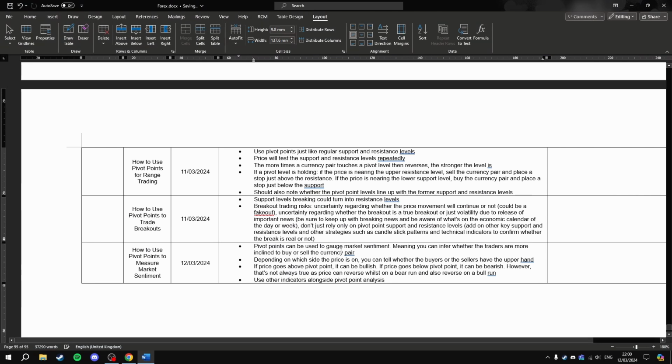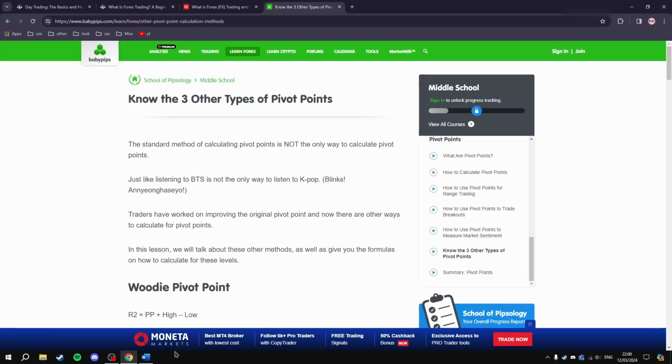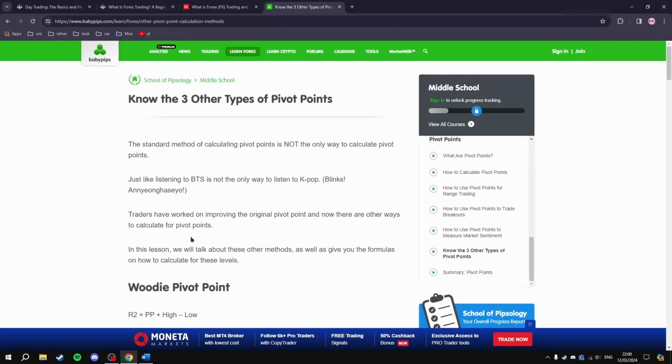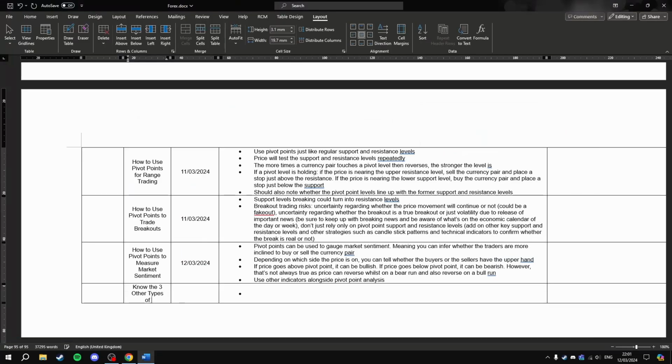Analysis. Right. Know the three other types of pivot points.